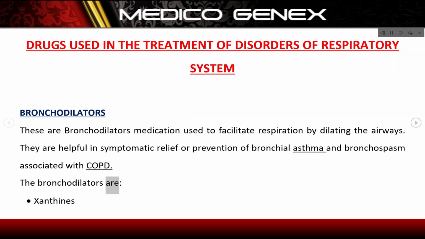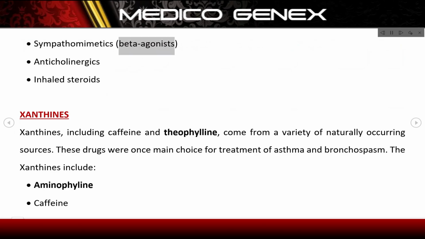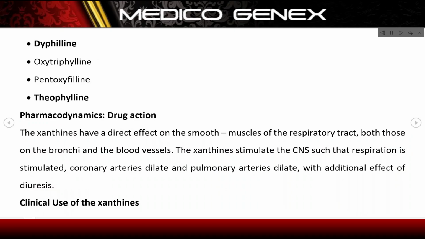The bronchodilators are xanthines, sympathomimetics, beta agonists, anticholinergics, and inhaled steroids. Xanthines. Xanthines, including caffeine and theophylline, come from a variety of naturally occurring sources. These drugs were once the main choice for treatment of asthma and bronchospasm. The xanthines include aminophylline, caffeine, theophylline, oxtriphylline, and pentoxifylline.